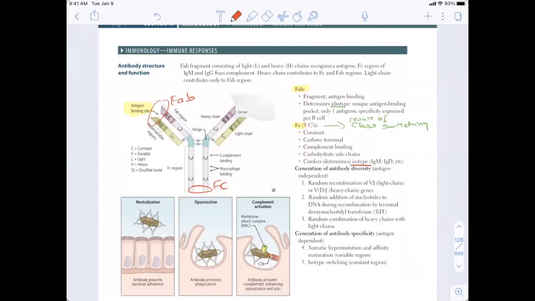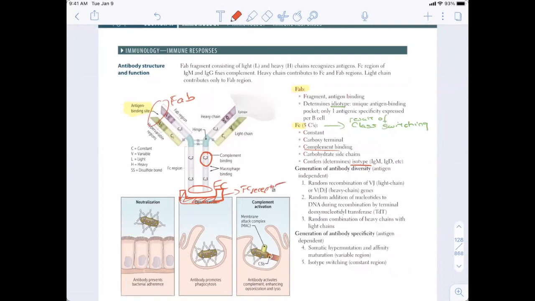Okay, so remember that. Now, the other thing to remember is that midway in the FC region is where you have your complement binding. It's usually right there in the middle of your FC region. So if you get a question on that, where does complement bind? FC, all right? As we move forward, you're going to see things like your FC receptors. Where do your FC receptors bind? When an antibody wants to bind to something that has an FC receptor, the FC receptor is going to be right there.